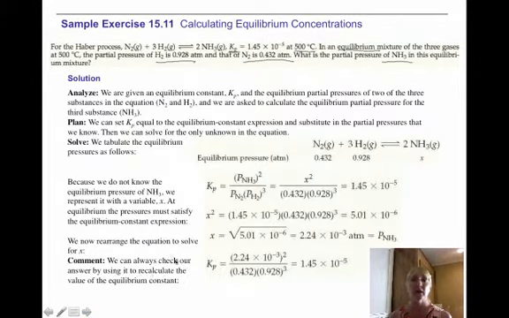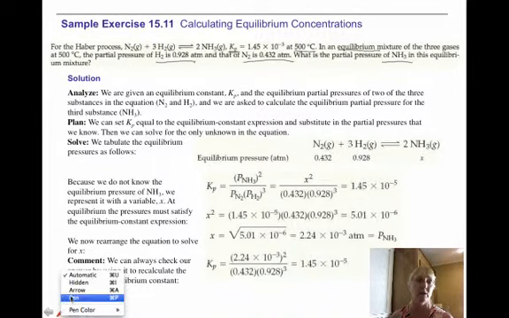they tell you at equilibrium that you have this many atmospheres of hydrogen, that many atmospheres of nitrogen, but we don't know what the partial pressure is of ammonia when it's at equilibrium. Notice that this one's a little bit simpler. You didn't necessarily need to do an ICE chart, but you need to do this.